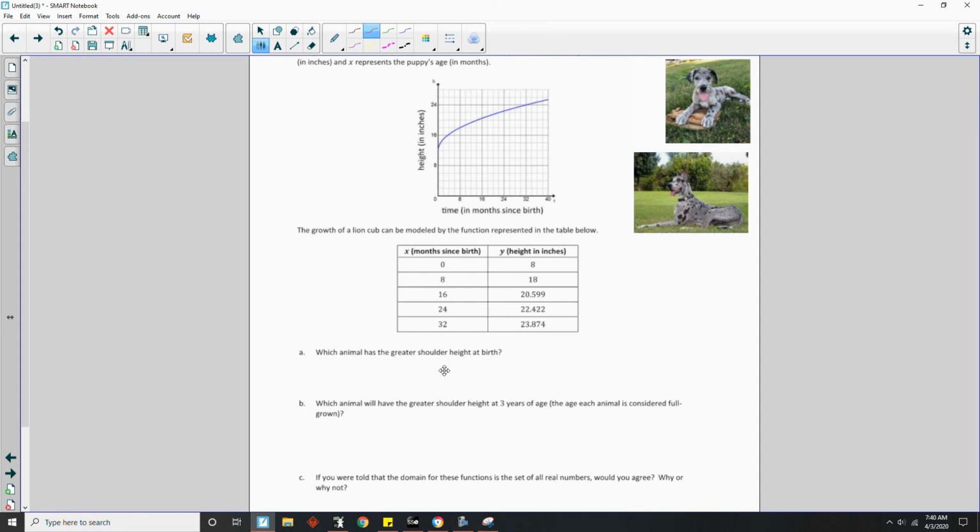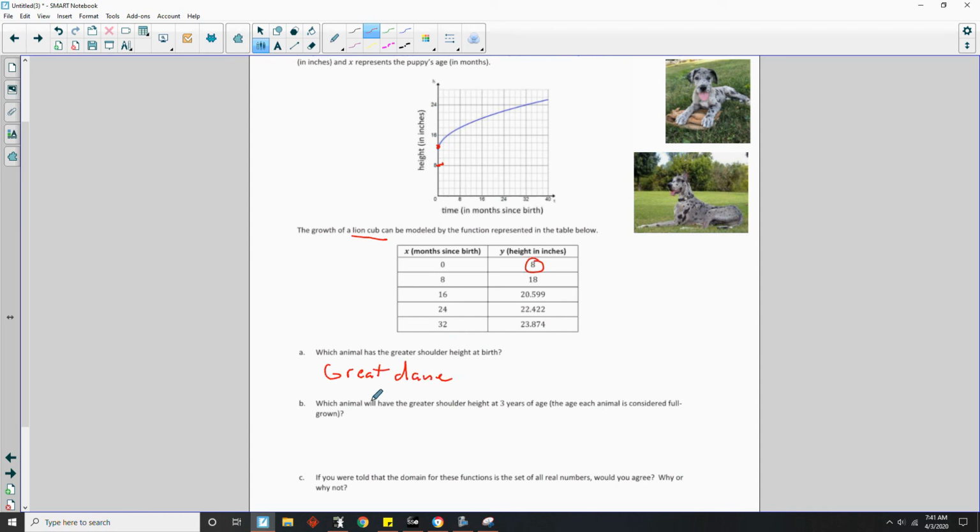Which animal has a greater shoulder height at birth? All right, well, shoulder height at birth of the lion cub at birth was 8 inches. The shoulder height of the Great Dane puppy at birth was, here's 8 down here. It's closer to 13, I would say. Which animal has a greater shoulder height at birth? The Great Dane puppy.